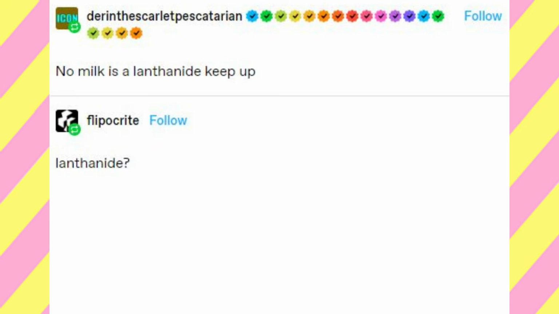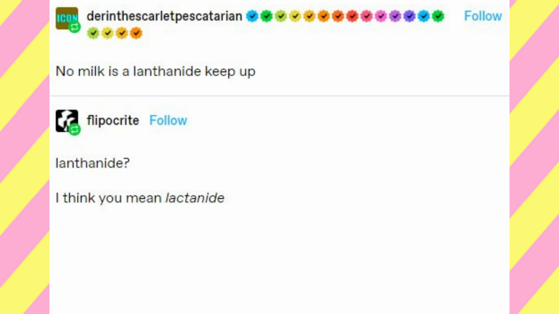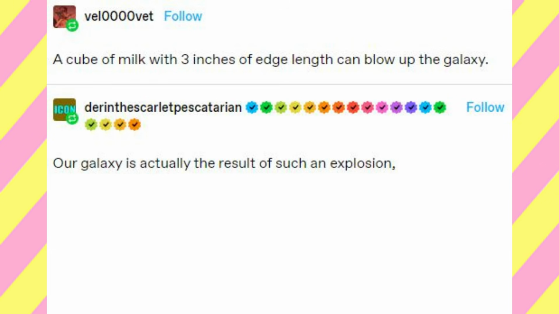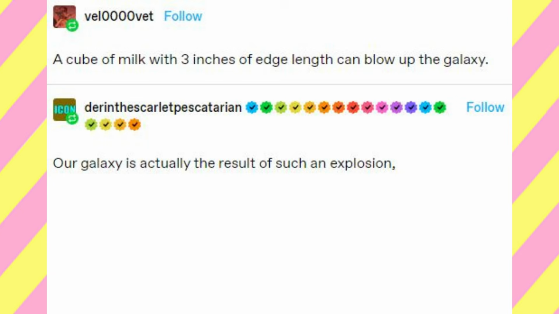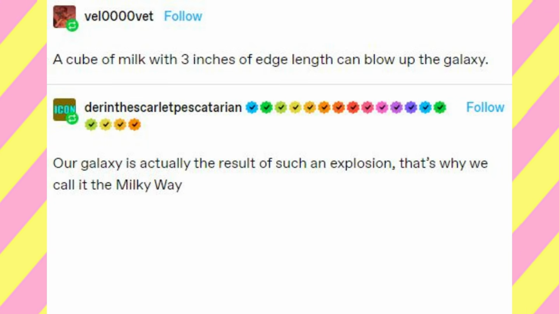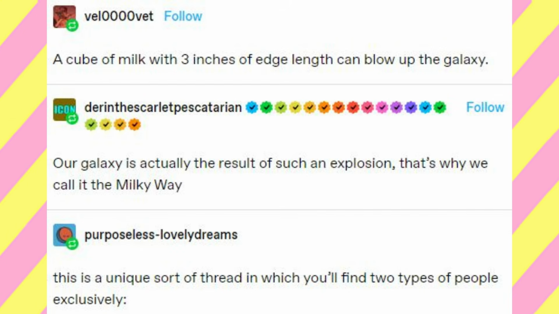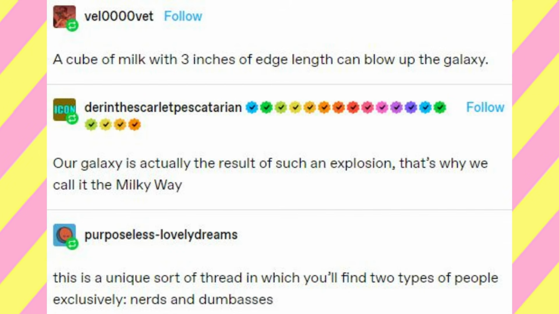Keep up. Lanthanide? I think you mean lactonide. I will put Lego in all of your shoes. A cube of milk with 3 inches of edge length can blow up the galaxy. Our galaxy is actually the result of such an explosion. That's why we call it the Milky Way. This is a unique sort of thread in which you'll find 2 types of people exclusively: nerds and dumbasses.